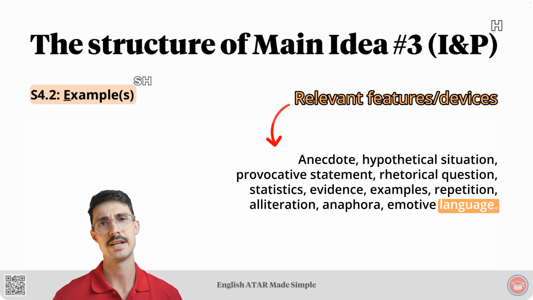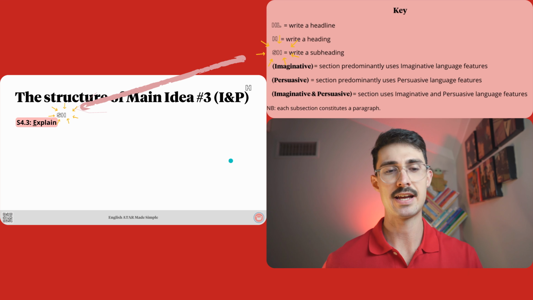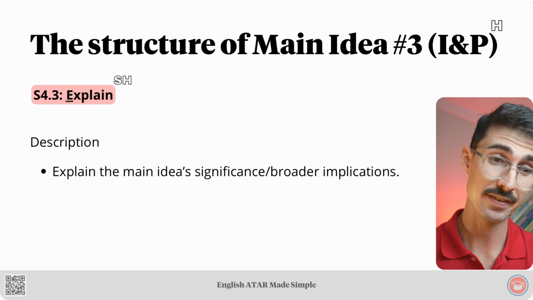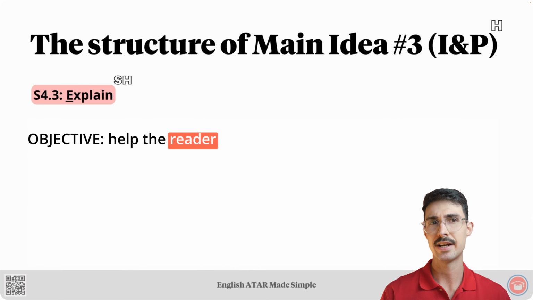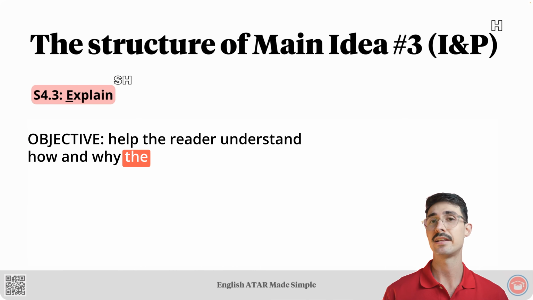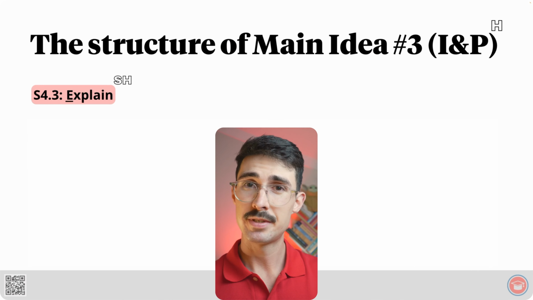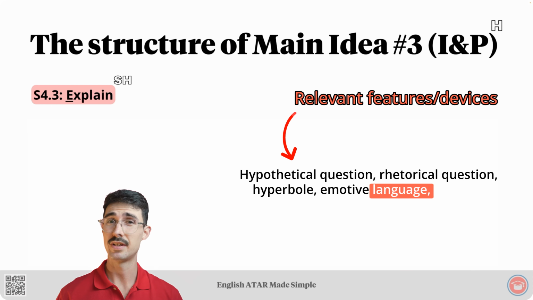Final subsection, 4.3, the explain, also has a subheading. This is what we do. Explain the main idea's significance, broader implications. Once again, the objective is to help the reader understand how and why the examples relate to them. Some features and devices to use for this subsection: hypothetical question, rhetorical question, hyperbole, emotive language, and satire.